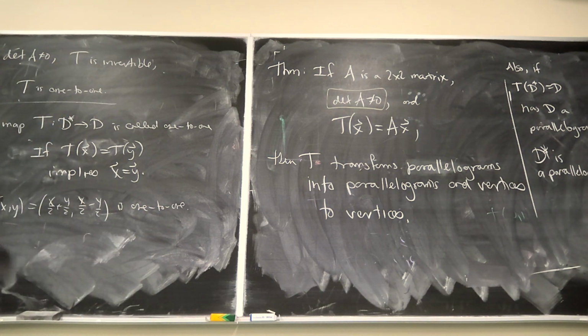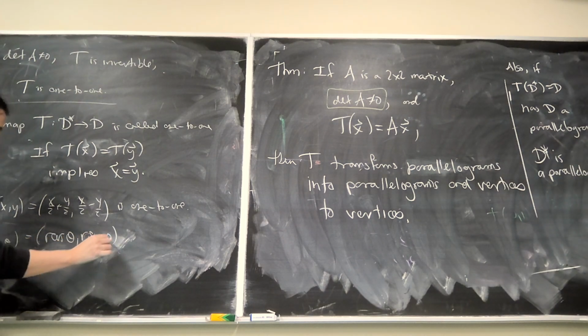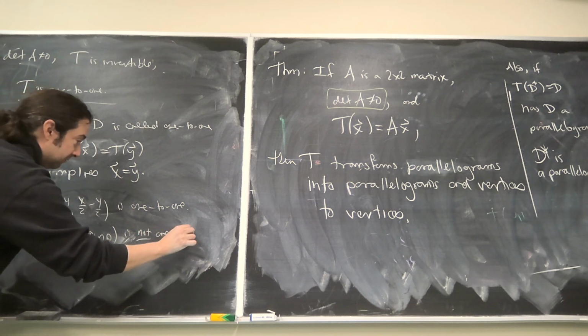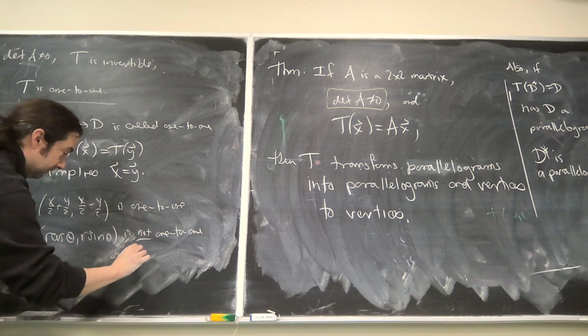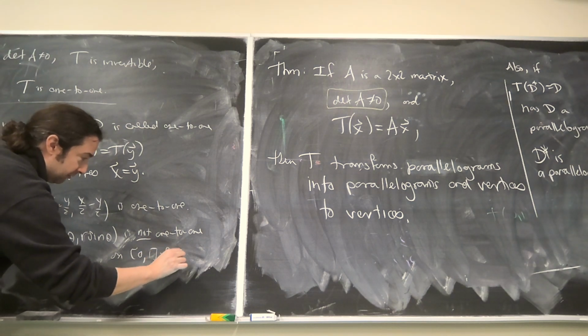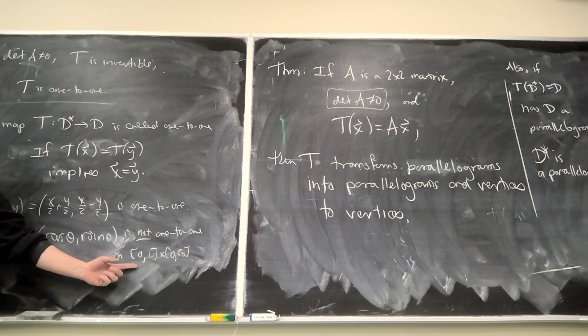But the map T of R theta is equal to R cosine theta, R sine theta is not 1-to-1 on this set that we had, 0 to 1 cross 0 to 2 pi. And secretly, the way that we fix it is we just don't let 0 be considered as a radius.